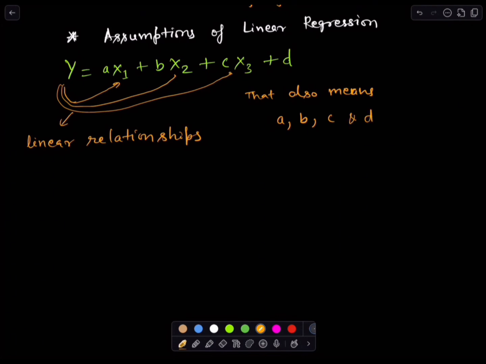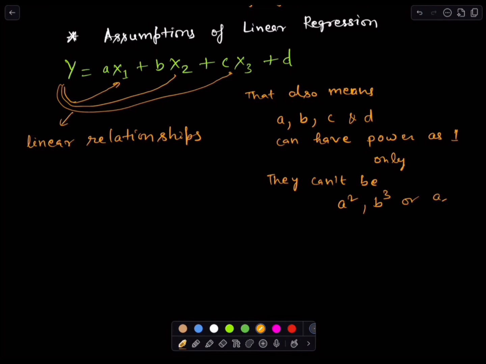In other words, you cannot have a square, b cube, c cube, c into d. Also, these values cannot be multiplied or divided by another regression parameter. So you cannot have something like c by b, a into d, and so on. This assumption is critical for a valid linear regression.